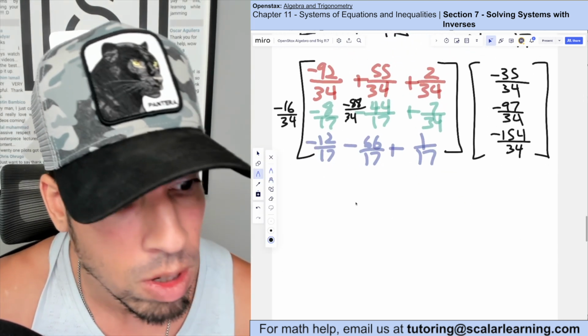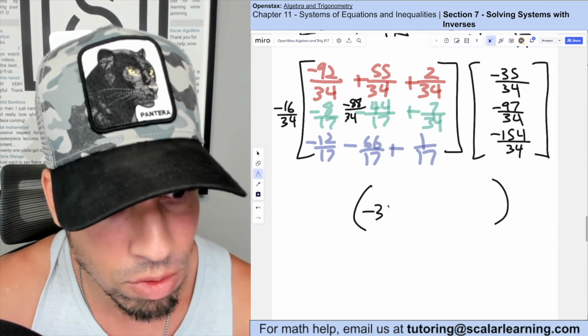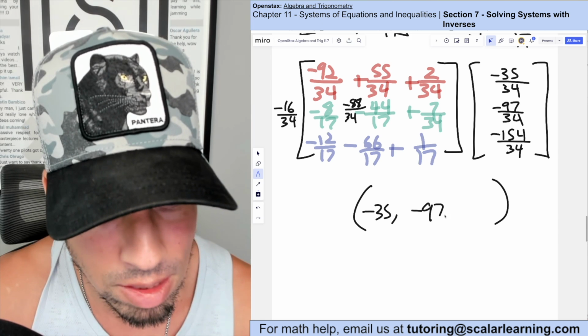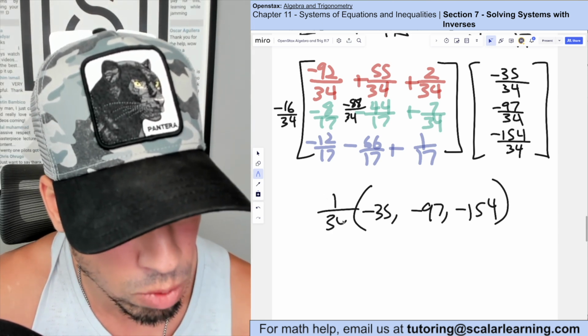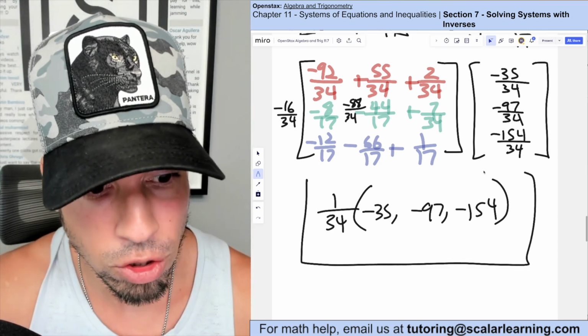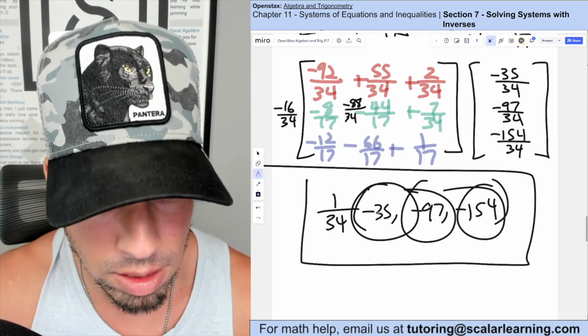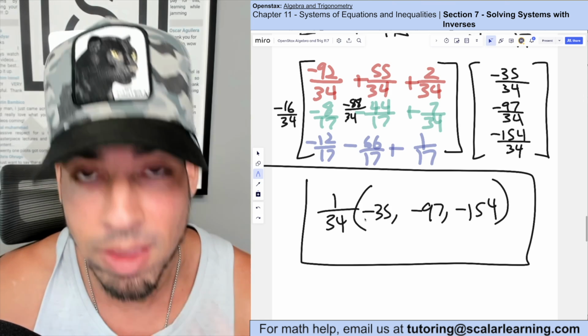So what I'm going to do is put in parentheses my 3 numerators, negative 35, negative 97, negative 154, and then just factor out a 1 over 34. So that's how they did it in the back of the book, if you're wondering. But there's your answer. There's your solution, X, Y, and Z, with the multiplier of 1 over 34. That's how you do it.